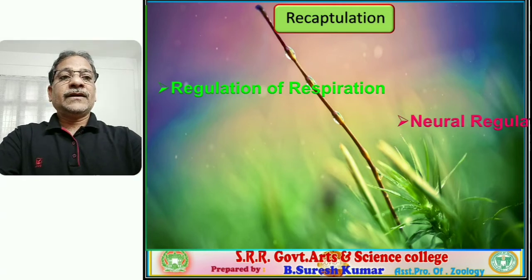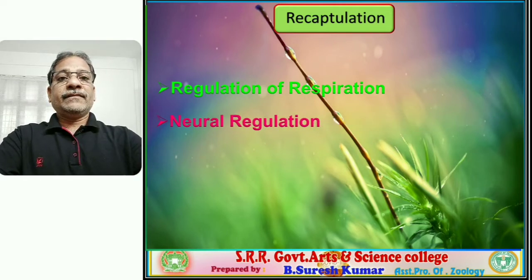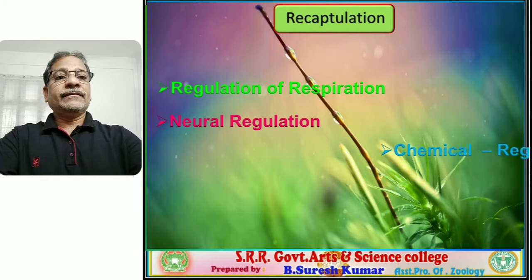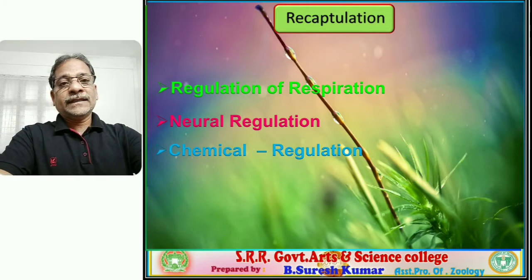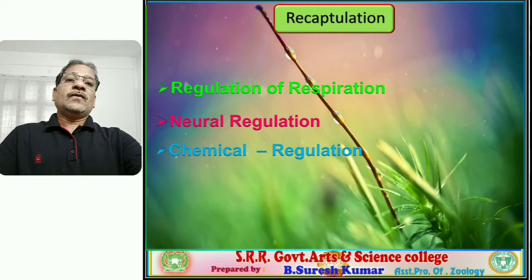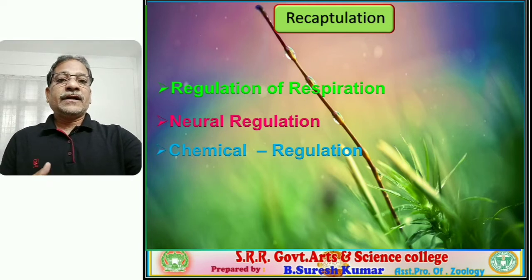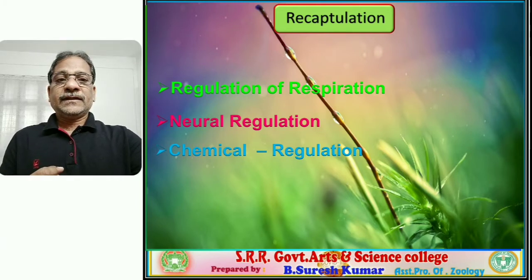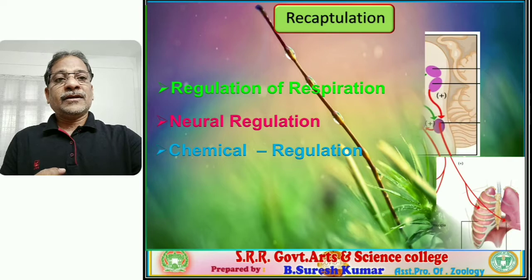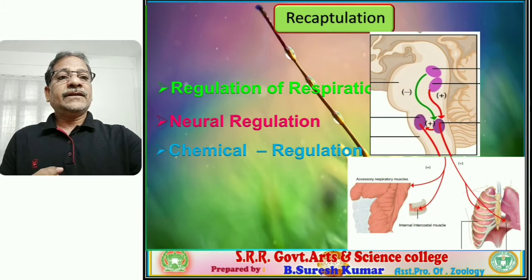One is neural regulation and the second one is chemical regulation. So two methods are involved in this process. About these two mechanisms we learned in the last class. You observe, this is neural regulation, right?